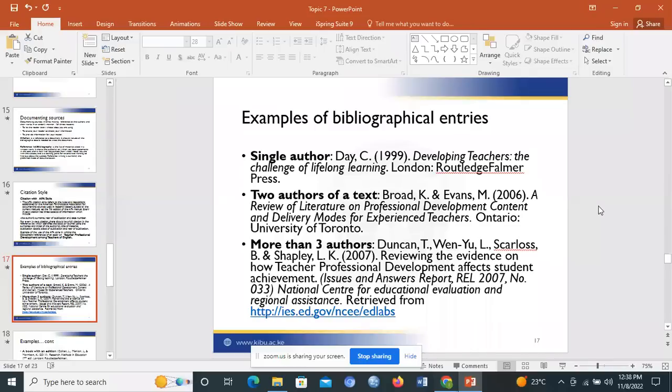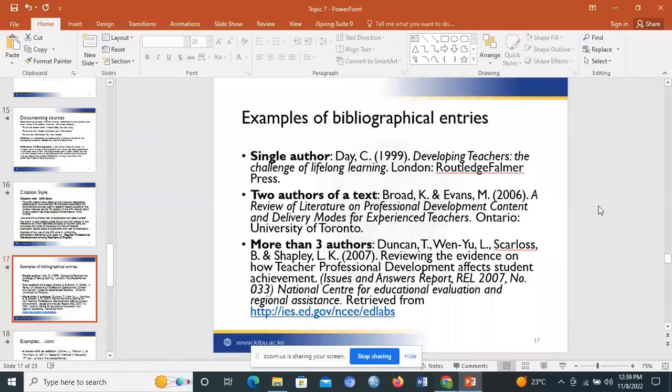And you can see the punctuation. So I want you to be very keen about the punctuation marks, the commas, the full stop, the ampersand, and the full colon. Let us say, student, that you have three authors.